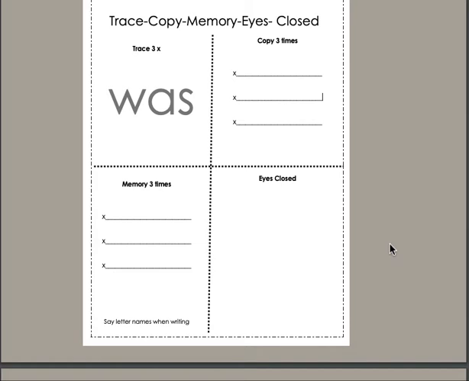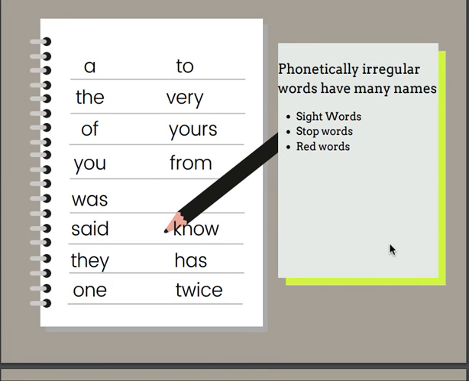Again, it's important to note that this type of practice is especially important for phonetically irregular words. If a word is phonetically regular, students, if they have been taught proper phonics rules, can use their learned skills to decode the word instead of memorizing it. The words on this page are examples of phonetically regular words that should be taught explicitly.